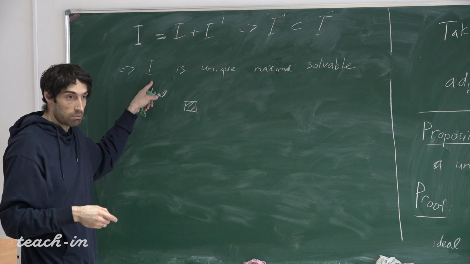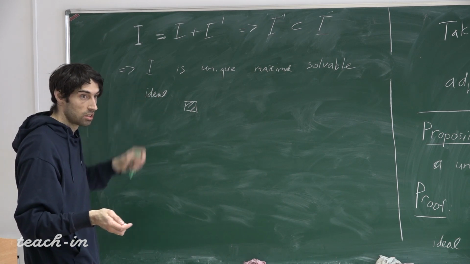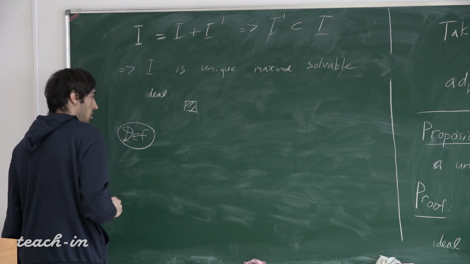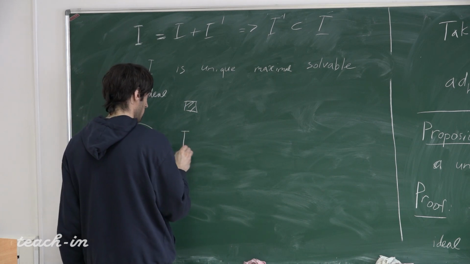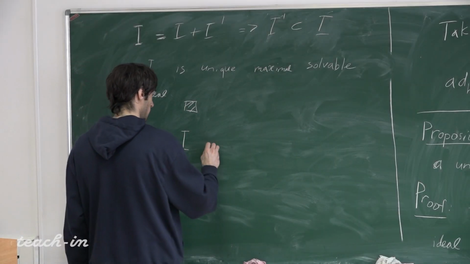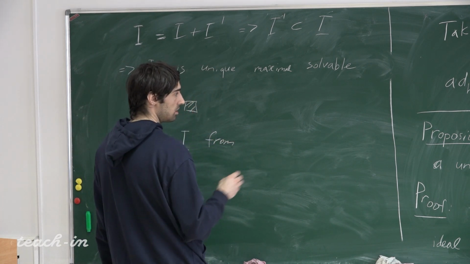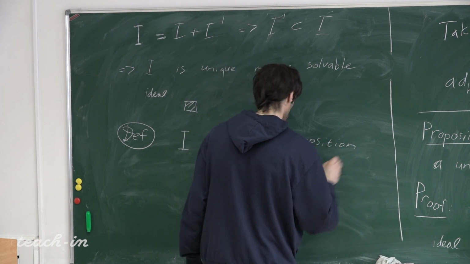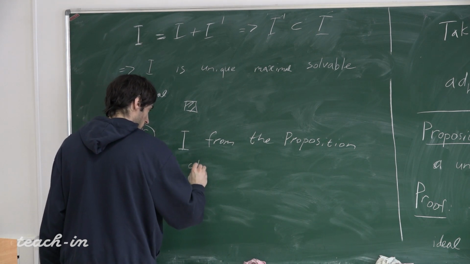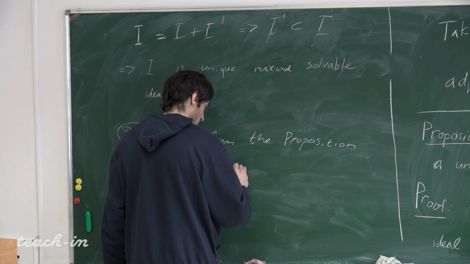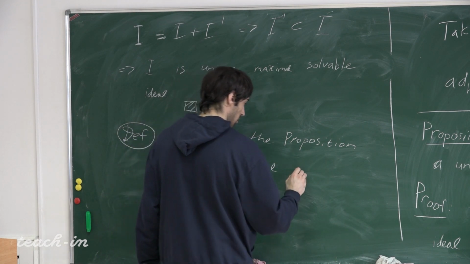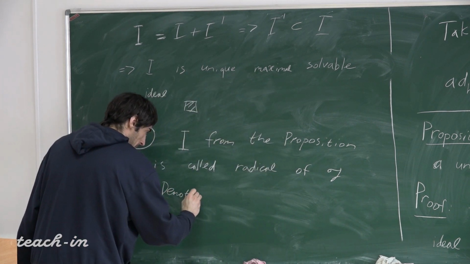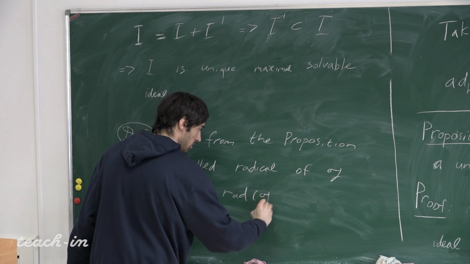So this ideal has a name, which is called the radical of G. So definition: I from the proposition is called the radical of G, and we denote it like this, rad G.